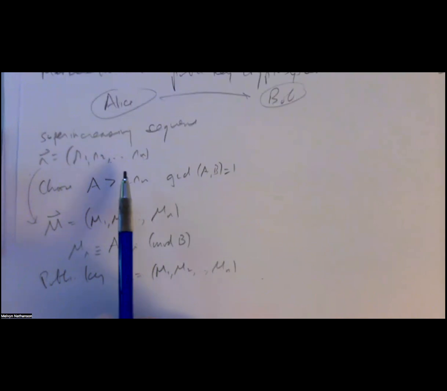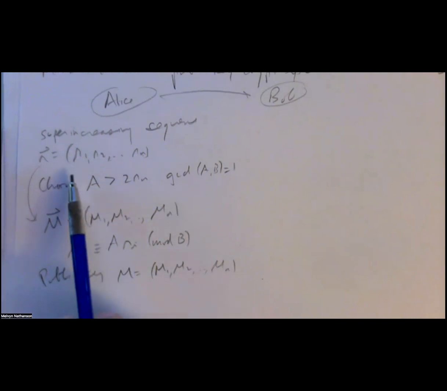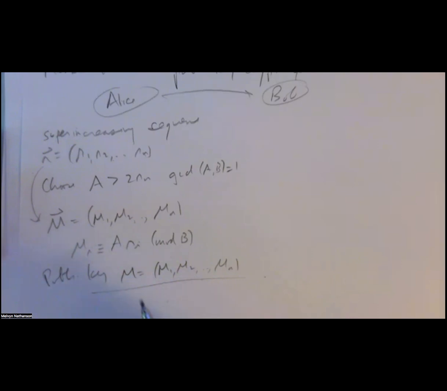So you start with a super increasing sequence, which is going to be secret. Choose numbers A and B, which are secret. Multiply every term in the super increasing sequence R by A and reduce it mod B. And now you get a sequence of numbers M, which is all jumbled up. It's not super increasing anymore, but you publish this.